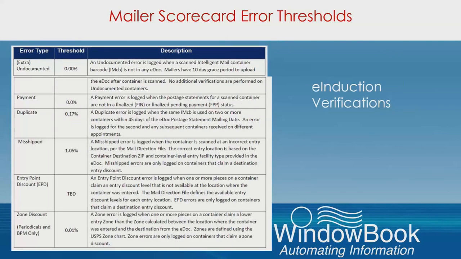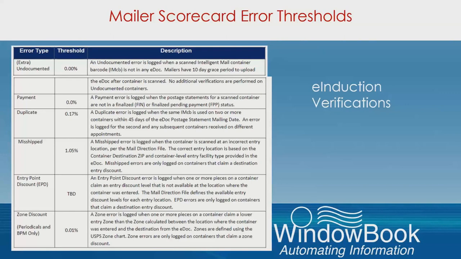For mailers participating in e-induction for streamlining the acceptance and verification of drop-shipped mail, there are additional verifications. Validations include checking to make sure that the scanned pallet barcode can be found in the EDOC, that the pallets have been paid for, and that there are no duplicate pallets.